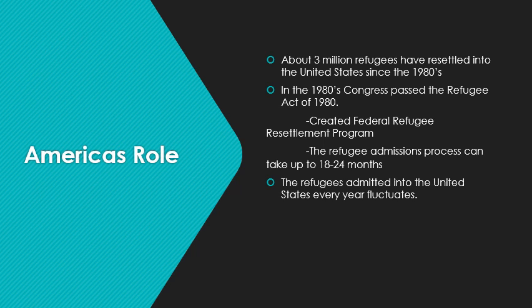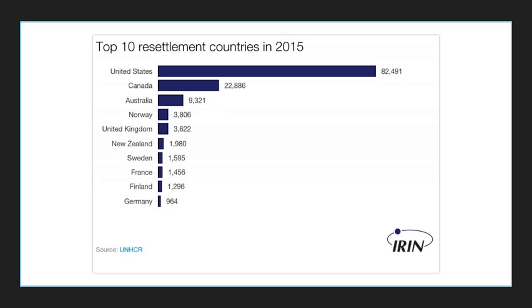The number of refugees admitted into the United States fluctuates every year depending on who is in charge and the political climate. There was a big fluctuation that happened post 9/11. As you can see here, these are the countries that have the most refugees that resettle in their country, and the United States surpasses all of the other ones by a lot.